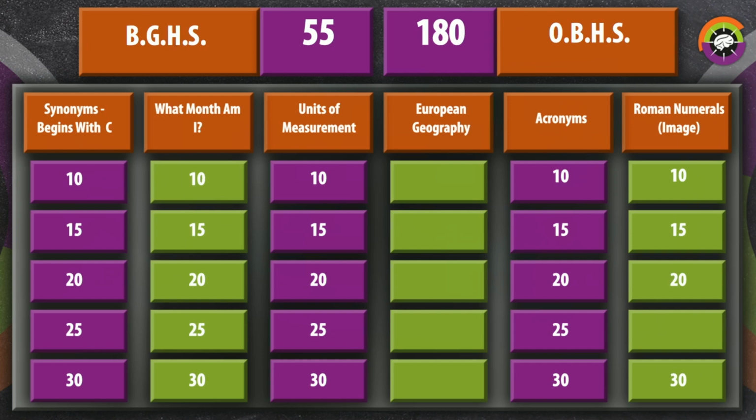Olentangy Berlin in control. Units of measurement for 20. Units of measurement for 20 points. I will state a measurement. You are to provide the name of that unit that is equivalent to the given unit and equal to only one unit. For example, I read 12 inches. You respond 1 foot.